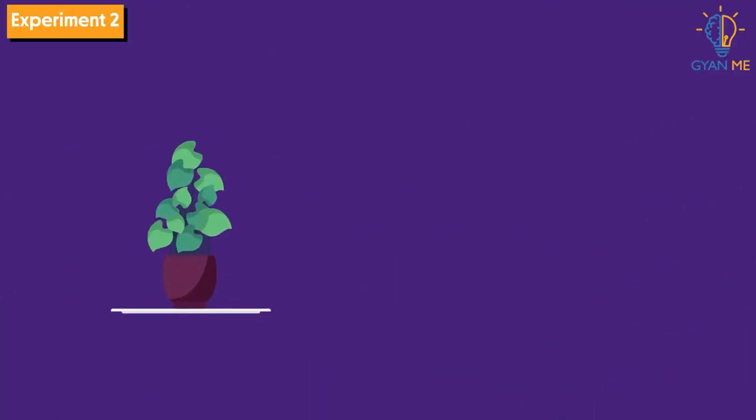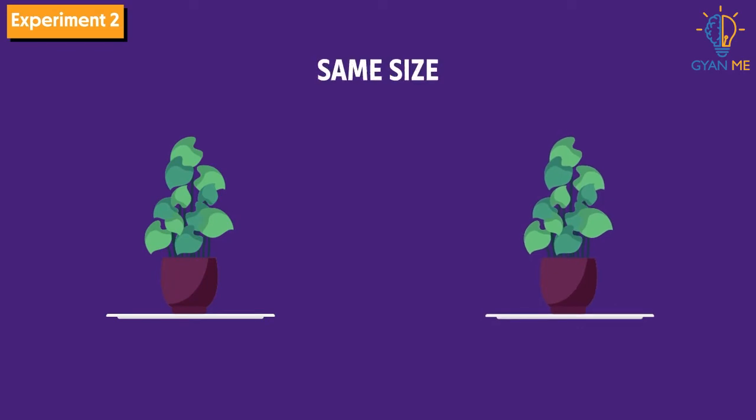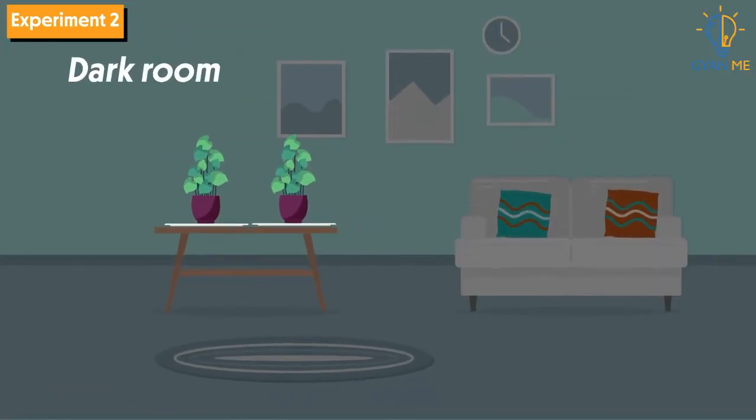For this, we take 2 healthy potted plants which are nearly the same size. Now, we keep them in a dark room for 3 days.